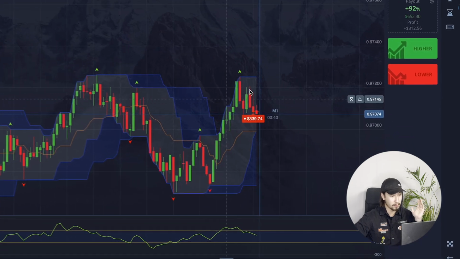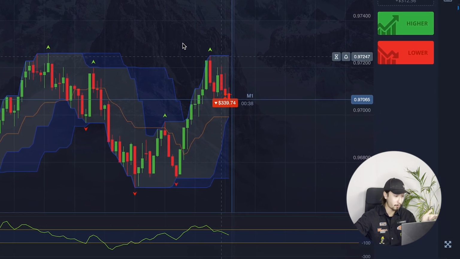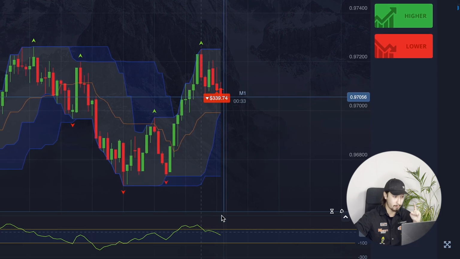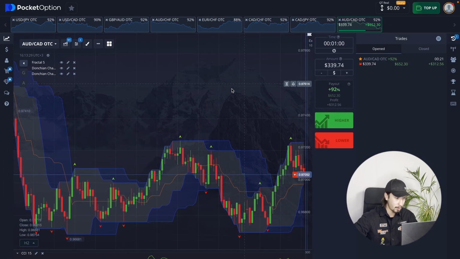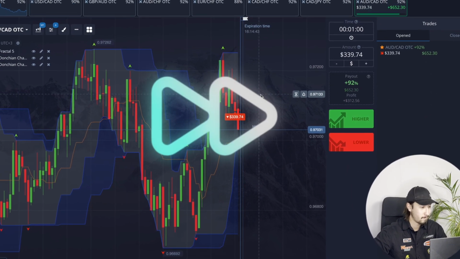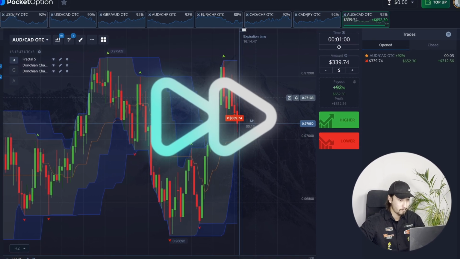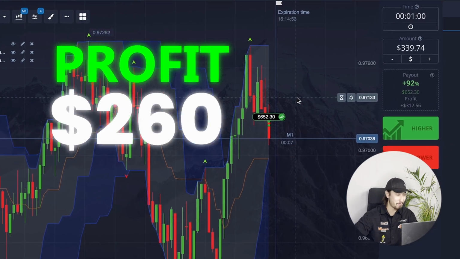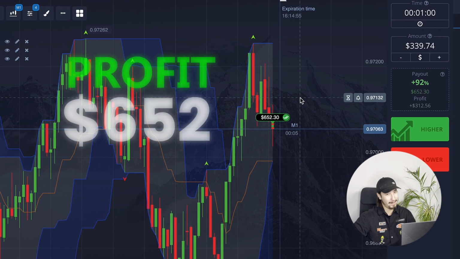There was a touch of two sliding lines of the channel indicator, the formation of an extreme point, and there was an exit from the overbought area according to my oscillator, which is a confirmation for the signal. So let's look at the results. Let's wait. We have 14 seconds, and yep, it's dropping. Let's wait for it. Alright, position is in profits. That's brilliant. It was a fairly easy entry.